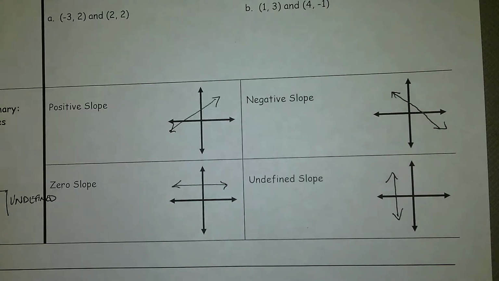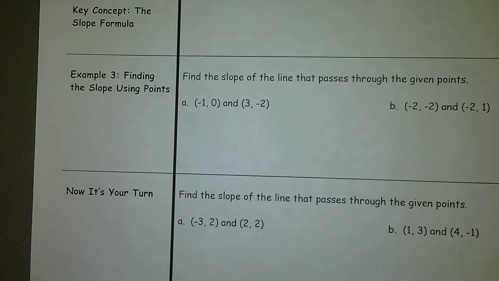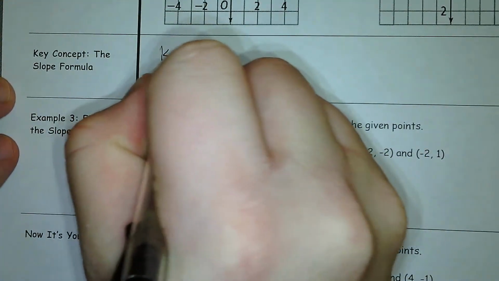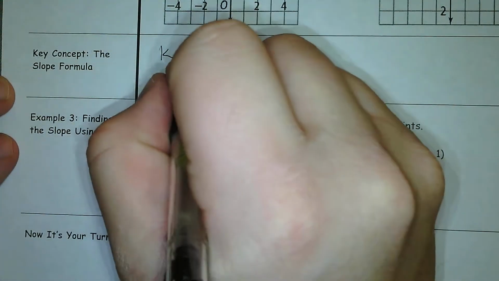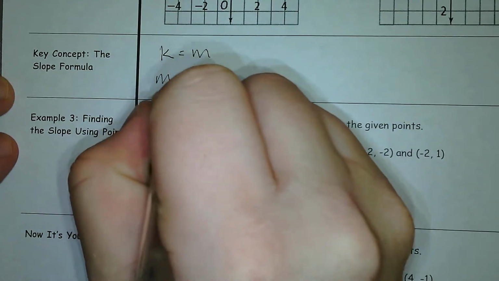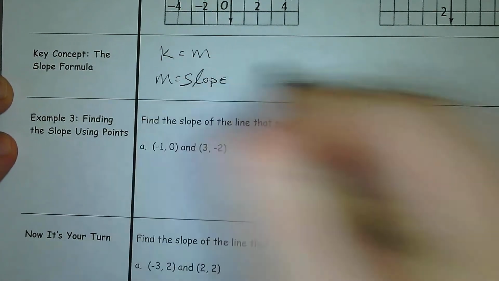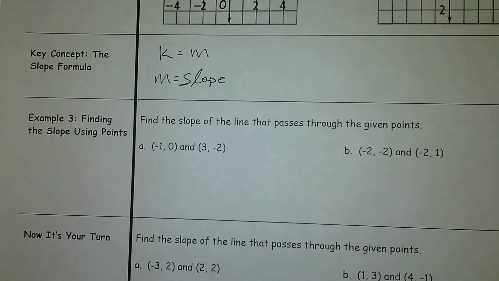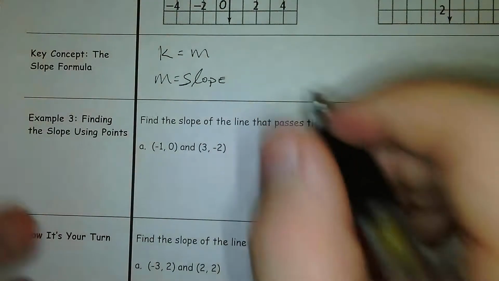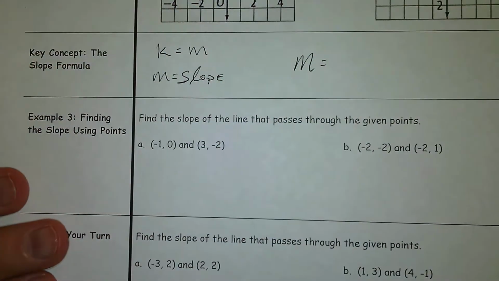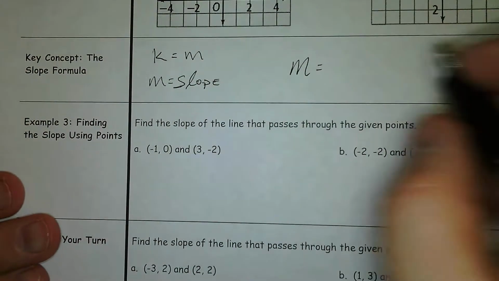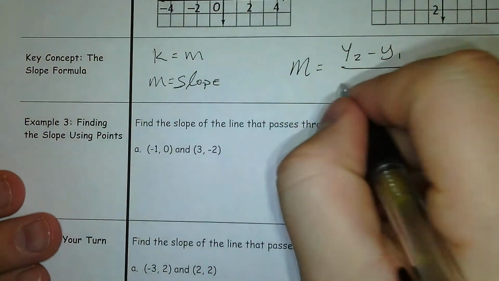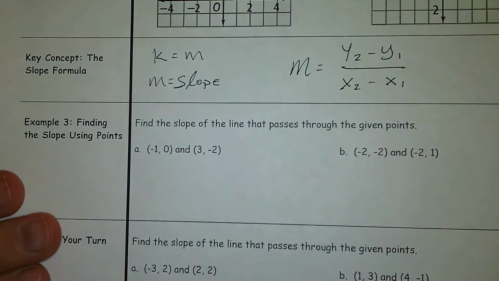So we're going to go ahead and flip it over to the back, and we're going to start right here where it says key concept slope formula. Now, like I said, we're used to finding k. K is the same thing as m. M represents slope. M is our slope. Now, there's a formula that you will actually get on your reference chart that is the slope formula. Slope formula is m equals y2 minus y1 over x2 minus x1.